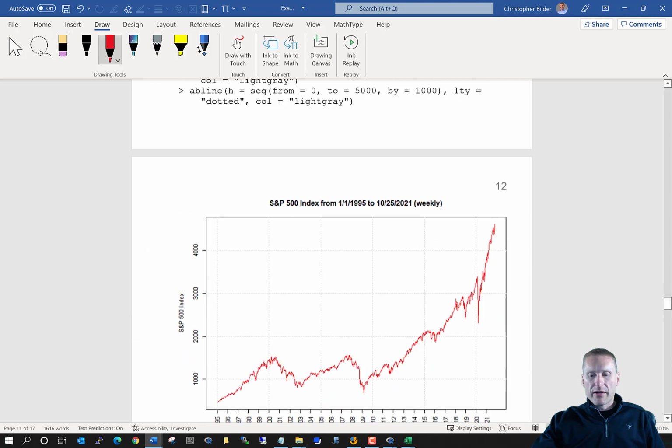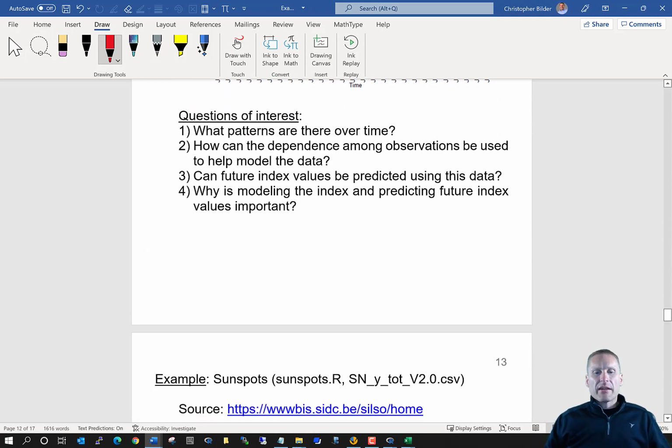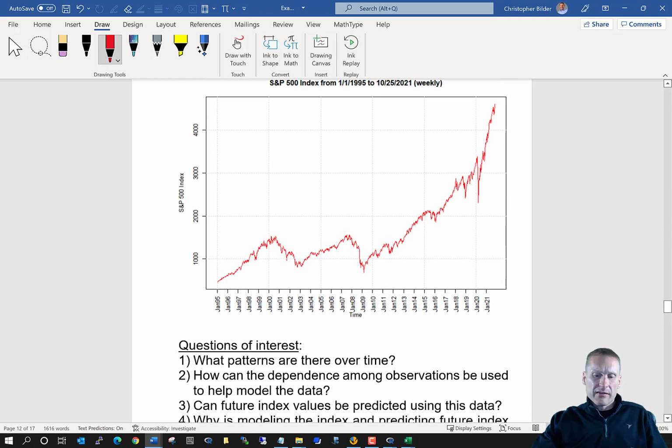Okay, let me come back over here to Word. So again, with this kind of data, what patterns do we see over time? Well, we see somewhat a steady upward trend, at least from January 2009 on. Could we take advantage of that then to forecast future values? Think about how that could be helpful for your own future investments if you could do that.